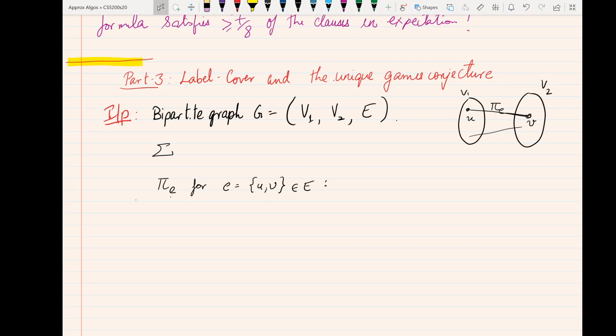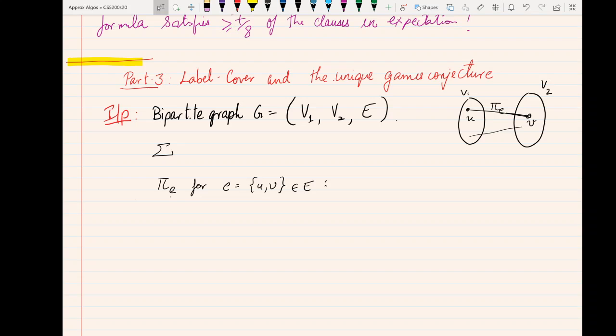Okay, so now in the third part, I'm going to tell you about the label cover problem that I mentioned before. Now, this is a really important problem from the point of view of hardness of approximation, because using this problem, various other hardness of approximation results have been proven. So let's go over the problem, and I will tell you later how it relates to the PCP theorems that we have seen before. Now the input is a graph.